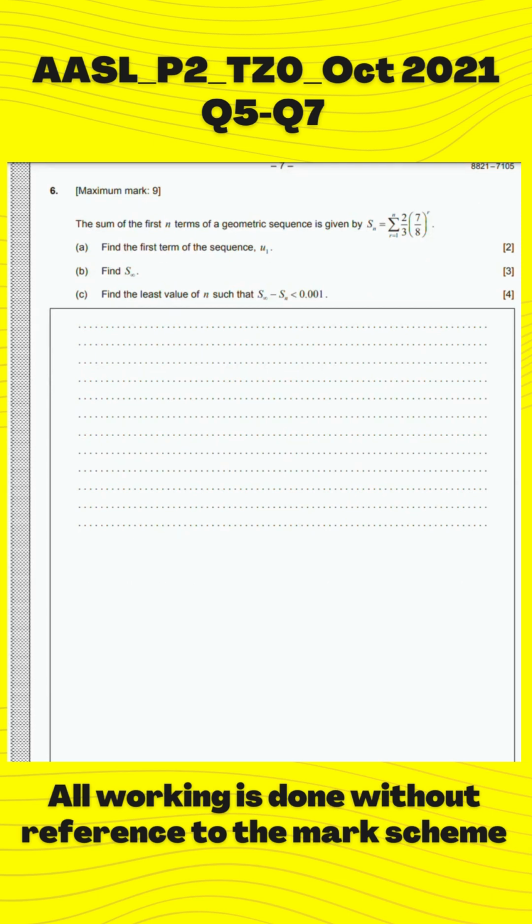Question 6. A. Find the first term. So we know that S1 will equal U1, which equals 2/3 multiplied with 7/8, which is 7/12.